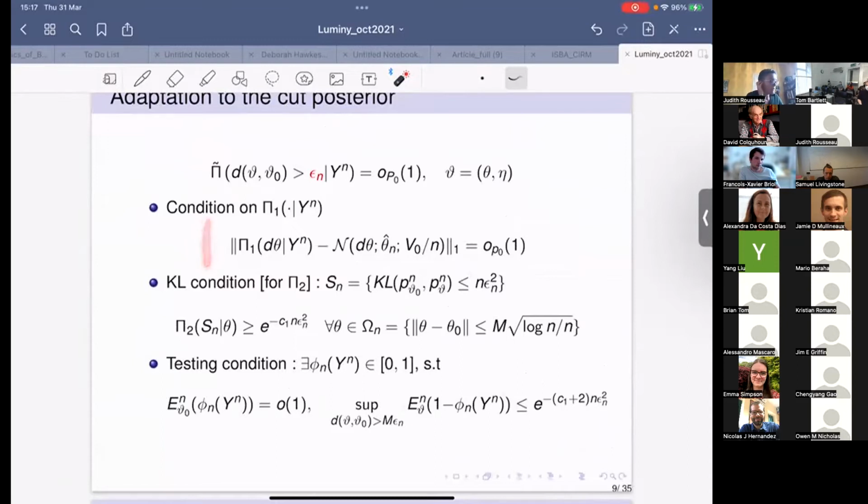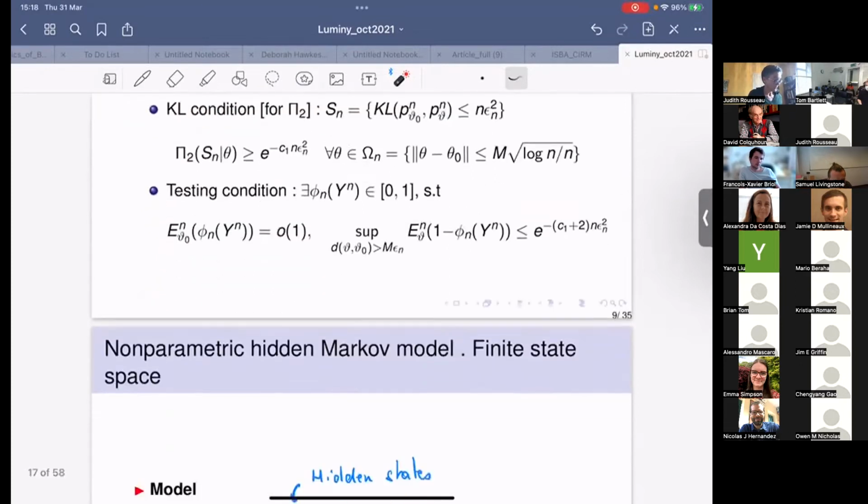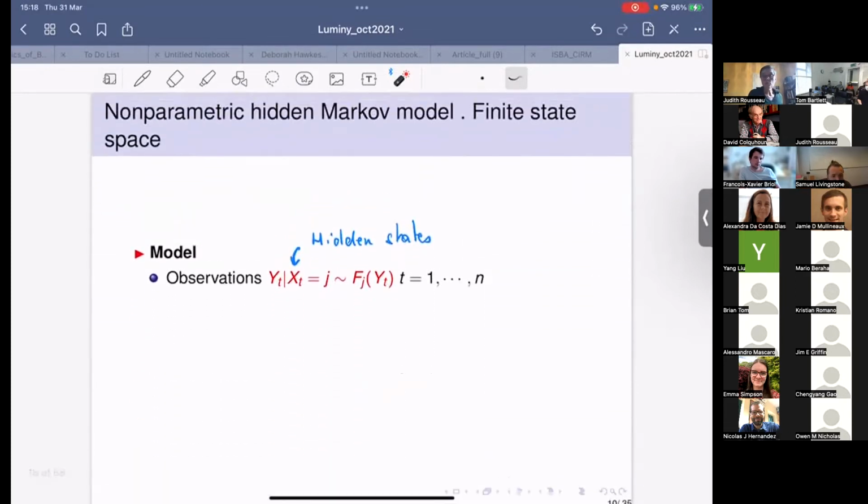So if you have a well-behaved marginal pi1 distribution, then what you need is a Kullback-Leibler condition, which is essentially the same as before, and a testing condition, which is exactly the same as before. So as soon as you have a well-behaved pi1, you just have to use the same theory from Ghosal and van der Vaart, and you get your cut posterior contraction rates. So the P tilde is a cut posterior. Okay, so now what I'm going to do is study these tools in the context of hidden Markov models.